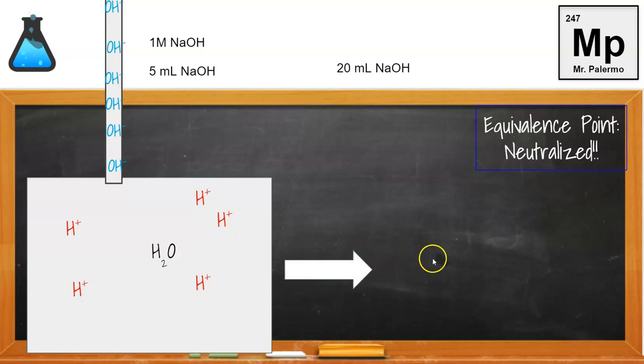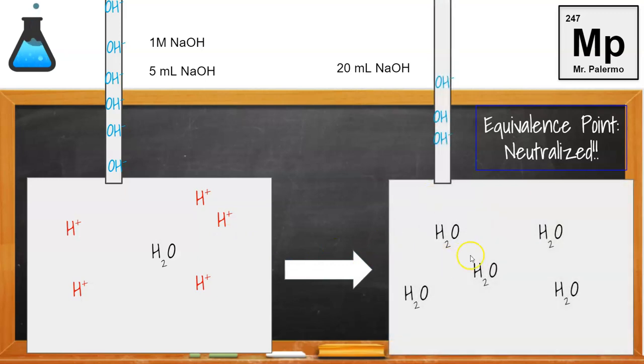And it's going to keep doing that until all of the acid is neutralized by our base. That's going to be the equivalence point. And we know we've reached that by our indicator. Our indicator is going to change color to inform us that we've reached that point.